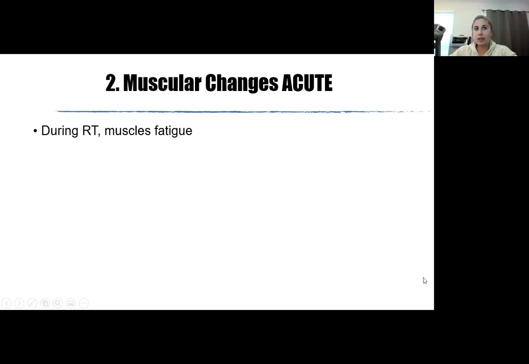Awesome. Okay, so let's talk about some acute muscular changes during resistance training. We talked about some of these already, right? So if we're fatiguing the muscle during resistance training, we're going to see a decrease in our creatine phosphate concentration, as I said, and our glycogen concentration, right? Because we're using our ATP-CP system. And the only way we can replenish our creatine phosphate stores is during rest. You actually have to rest to replenish.